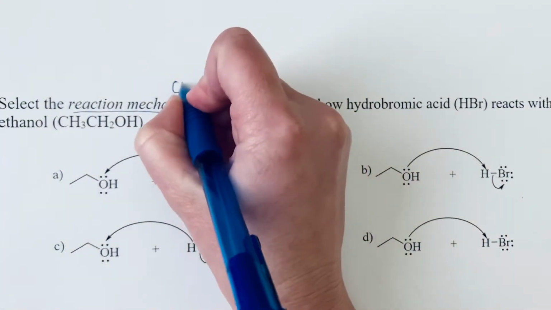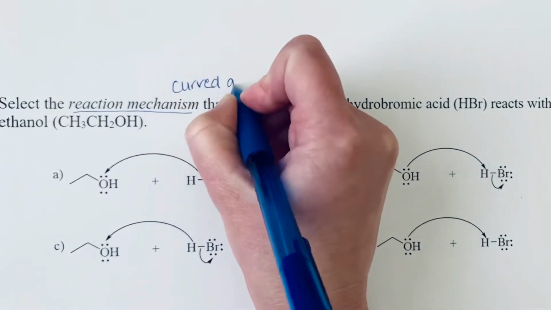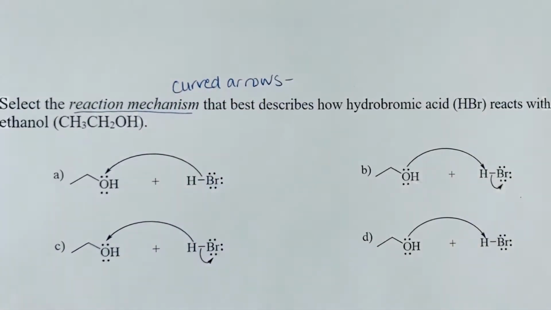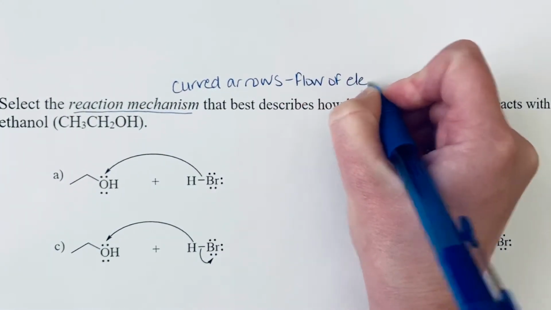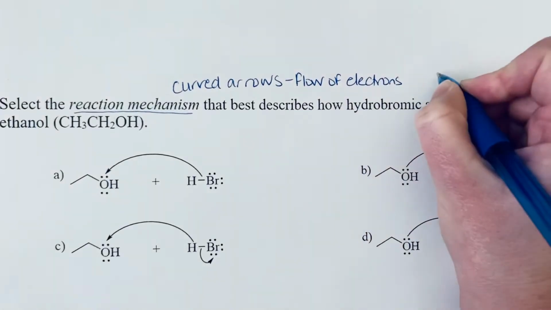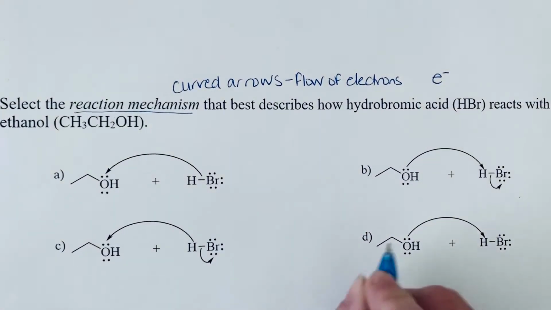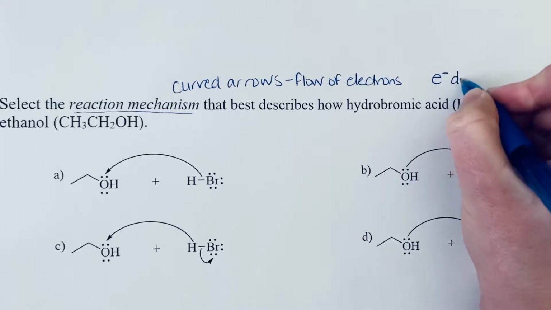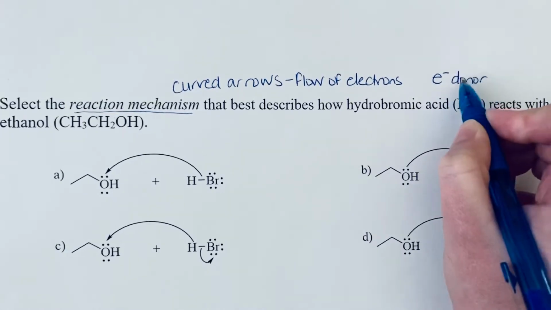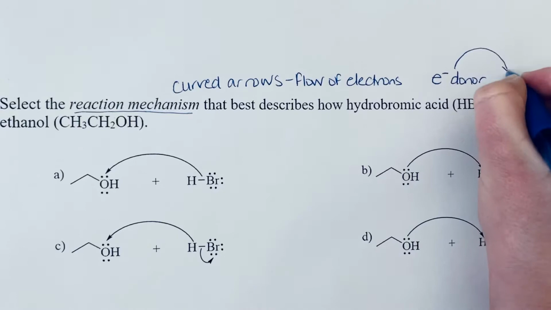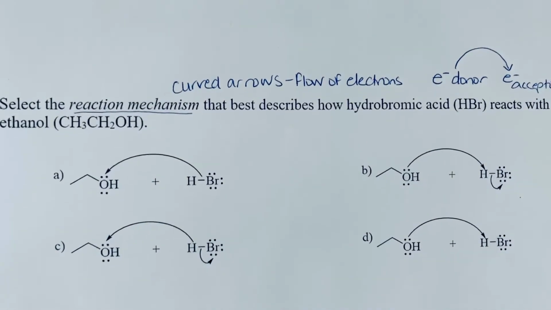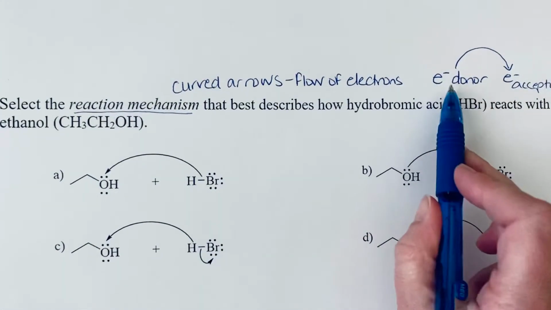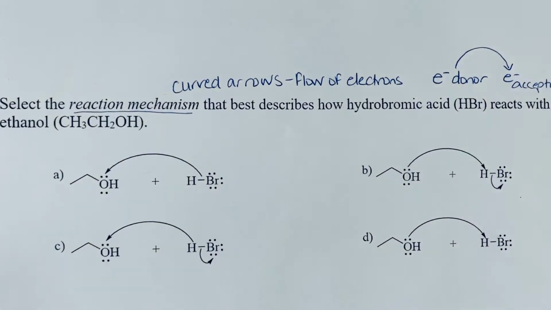So when we draw our curved arrows for our reaction mechanisms, they always indicate the flow of electrons. And the arrow always originates with the electron donor, saying this is the electrons that are moving, and it ends with the electron acceptor. And so in an acid-base reaction, the electron donor is the base and the electron acceptor is the acid.